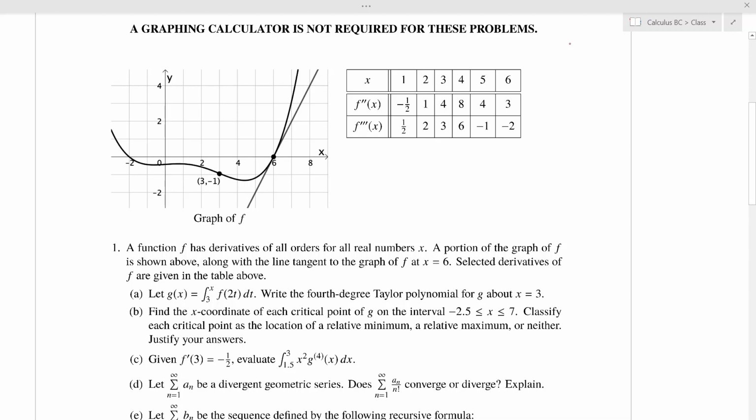You're going to note they're giving you a graph of f. They're giving you the tangent line at 6, which allows us to find f prime at 6. And then they're giving you values of f double prime and f triple prime.